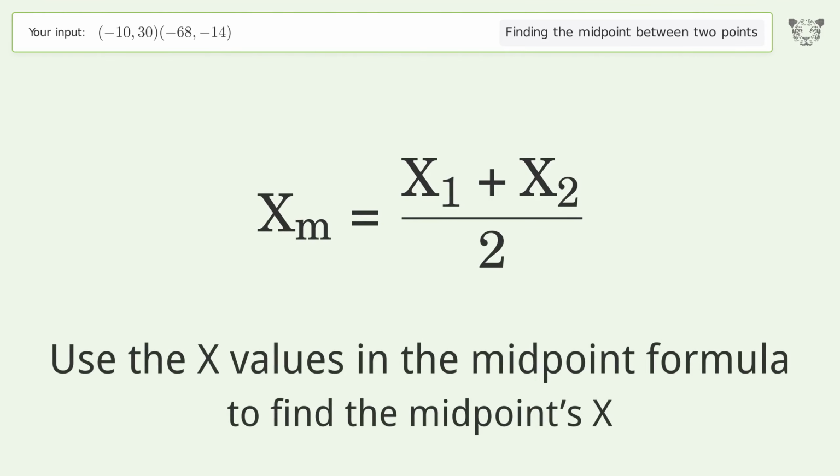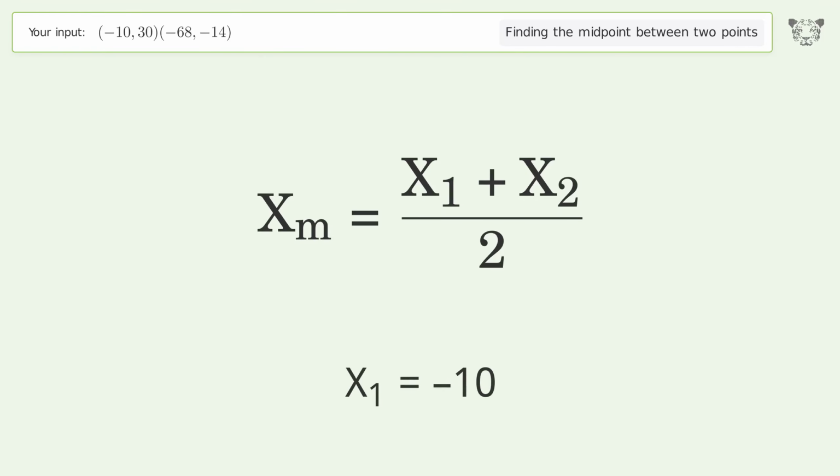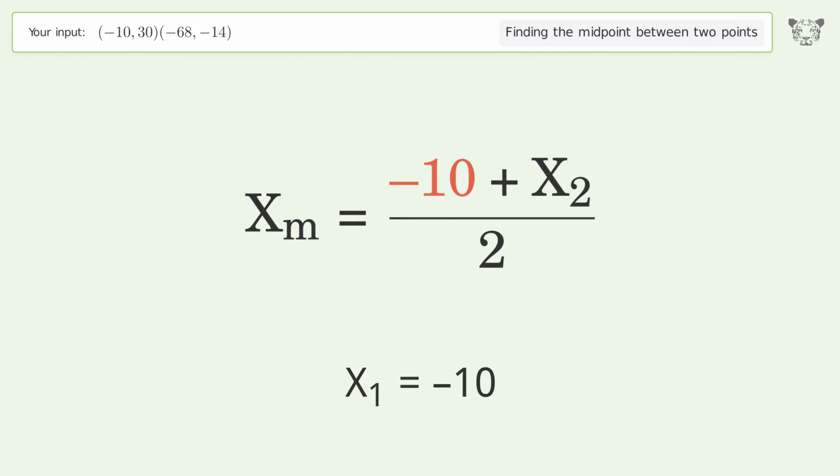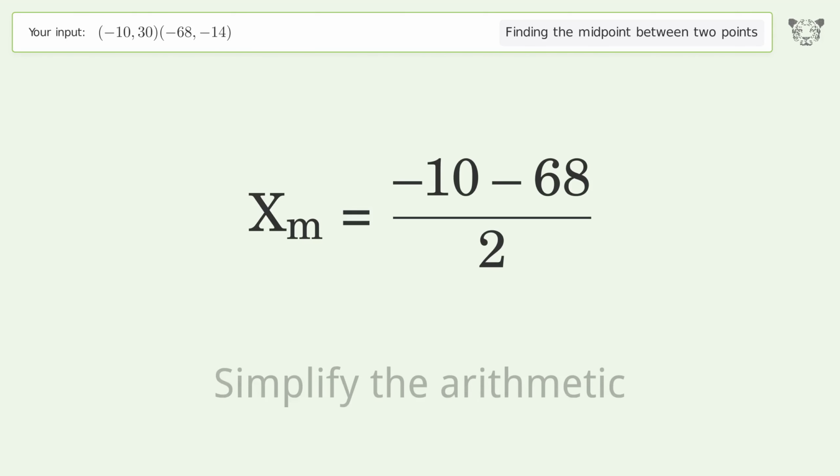Use the x values in the midpoint formula to find the midpoint's x. x1 equals -10. x2 equals -68. Simplify the arithmetic.